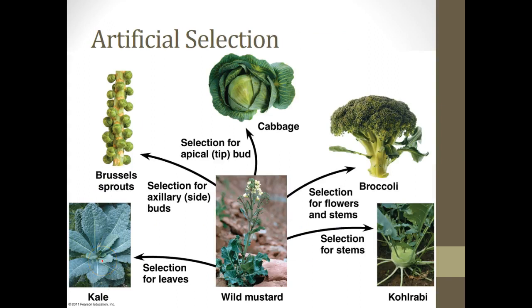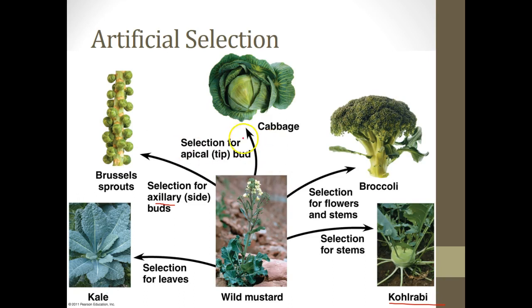Okay, that is artificial selection. Some of the food items that we have today, even like cabbage, broccoli, Brussels sprouts, kale, kohlrabi, are all bred from the wild mustard plant, meaning all of these food items come from this plant. But humans have selectively or artificially selected what part of the plant they wanted to enlarge. Brussels sprouts are selected for axillary buds, okay? So we purposely bred the plants with the biggest axillary buds, and we produce Brussels sprouts.